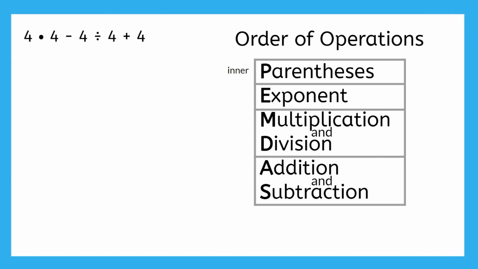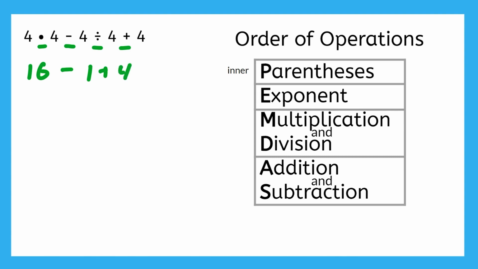All right, one last example. We've got 4 different operations: multiplication, subtraction, division, and addition. We have no parentheses or exponents, so our first step will be to do the multiplication and division from left to right. 4 times 4 is 16, and 4 divided by 4 is 1.